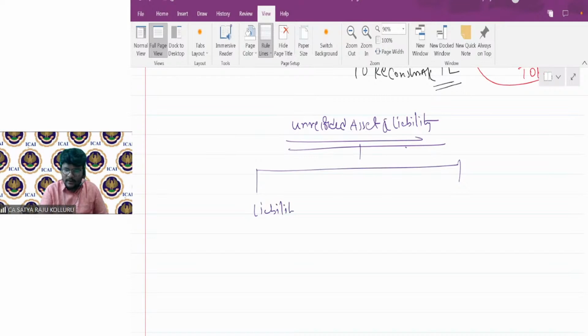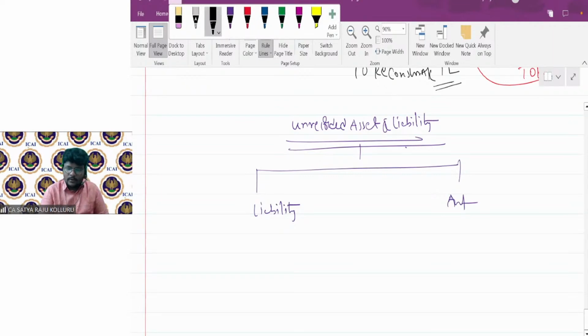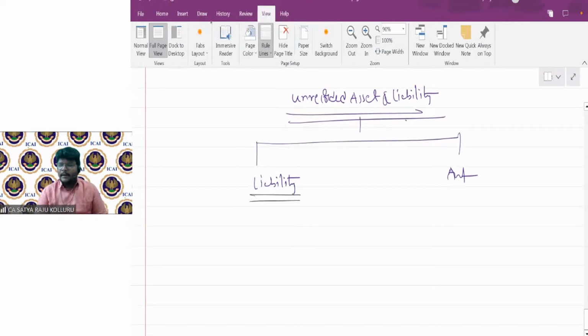So what is this unrecorded asset and liability concept, sir? I'll tell you. Sir, maybe a particular liability was not recorded in the books of accounts. Maybe due to ignorance of the management, or maybe an error committed by the management. Anything may have happened, but during the internal reconstruction, that liability was identified. Let us assume the liability is an amount payable to a particular supplier. That was around 1 lakh, which is a liability.